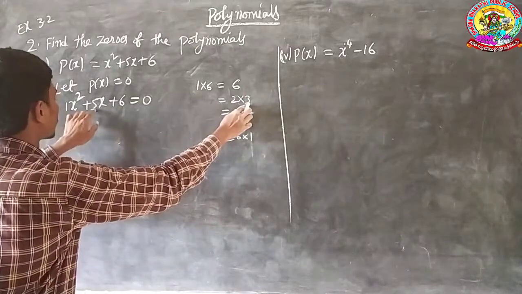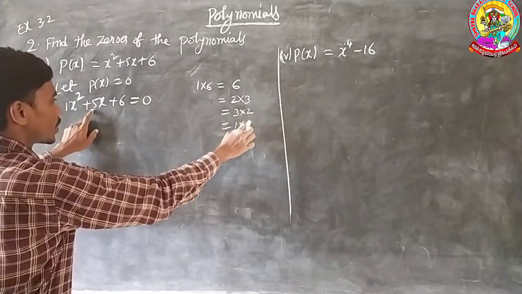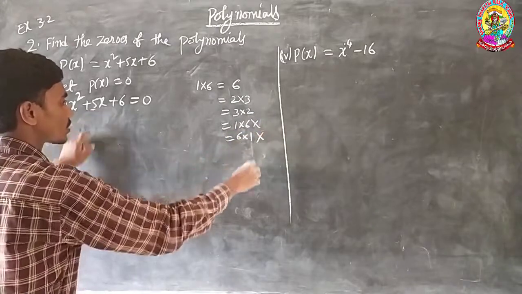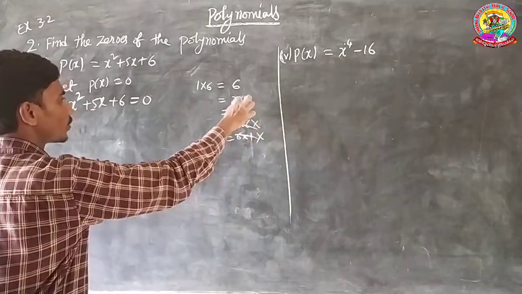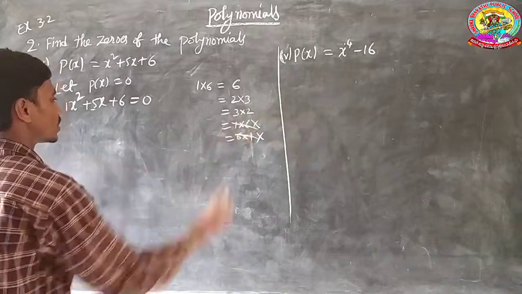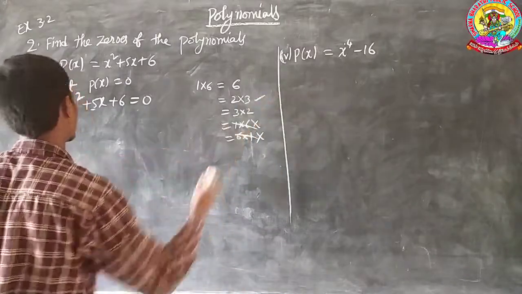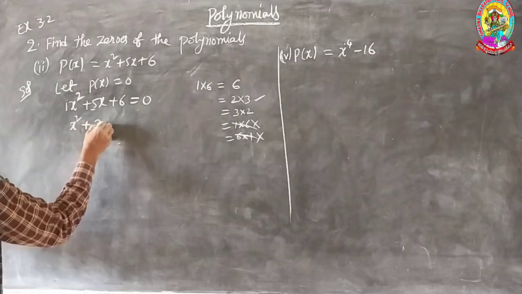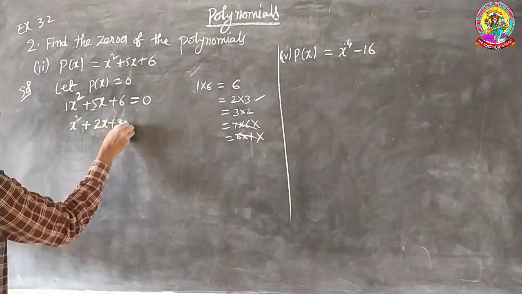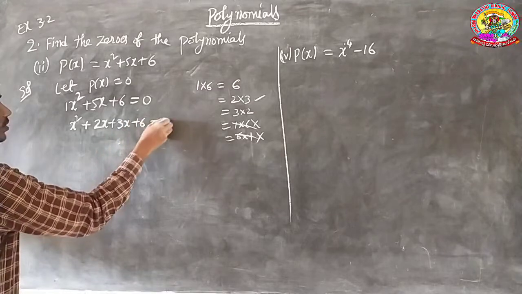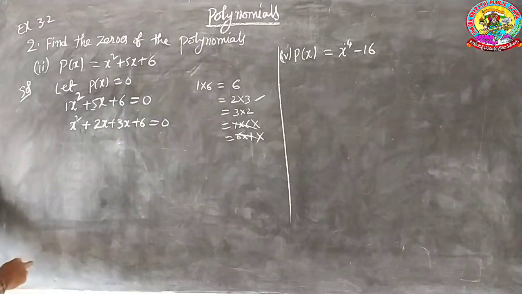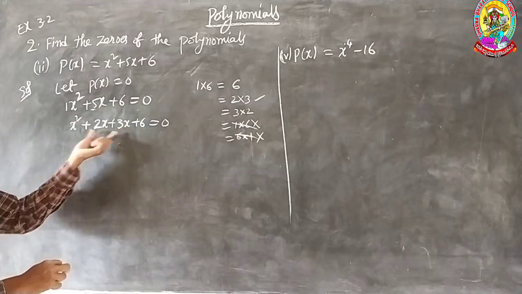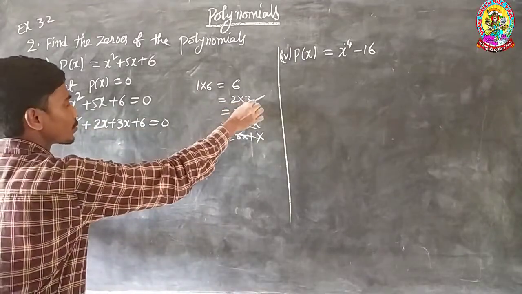2 plus 3 is 5, 3 plus 2 is 5, 1 plus 6 is 7, so this is not valid. 6 plus 1 is also not valid. So 2 into 3 or 3 into 2 is the valid one. If you take 2 into 3, x square plus 2x plus 3x plus 6 is equal to 0. The equation will not change, I have just split this equation into this form by using this product.